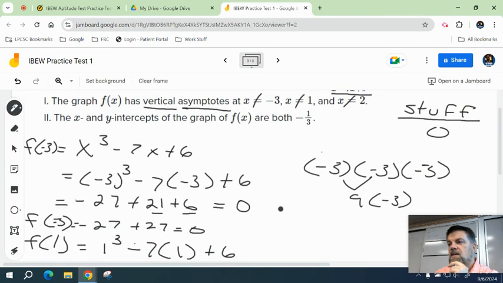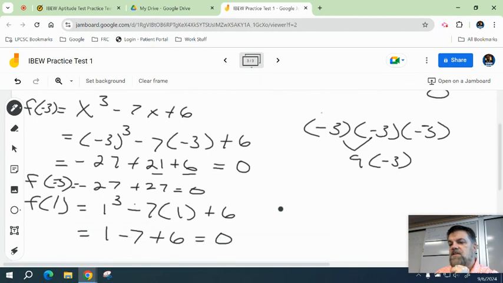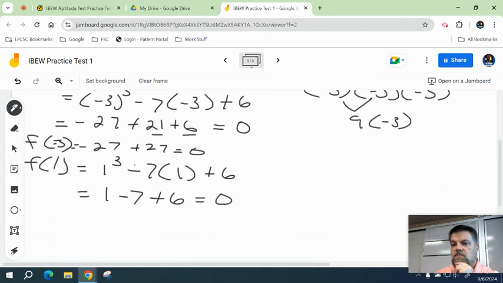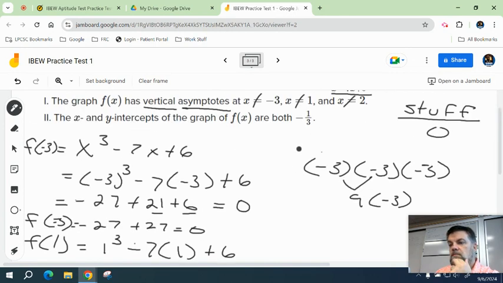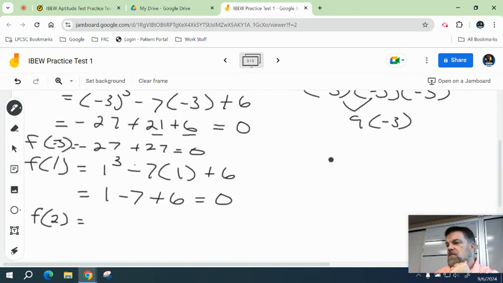And then 2. Let's see if 2 works. But first, 1 to the third power is 1, because anything that's 1 to a power is always going to be 1. That's a rule, right? 1 times 1 times 1 is 1. No matter, you could have 1 to the millionth power, it would still be 1.